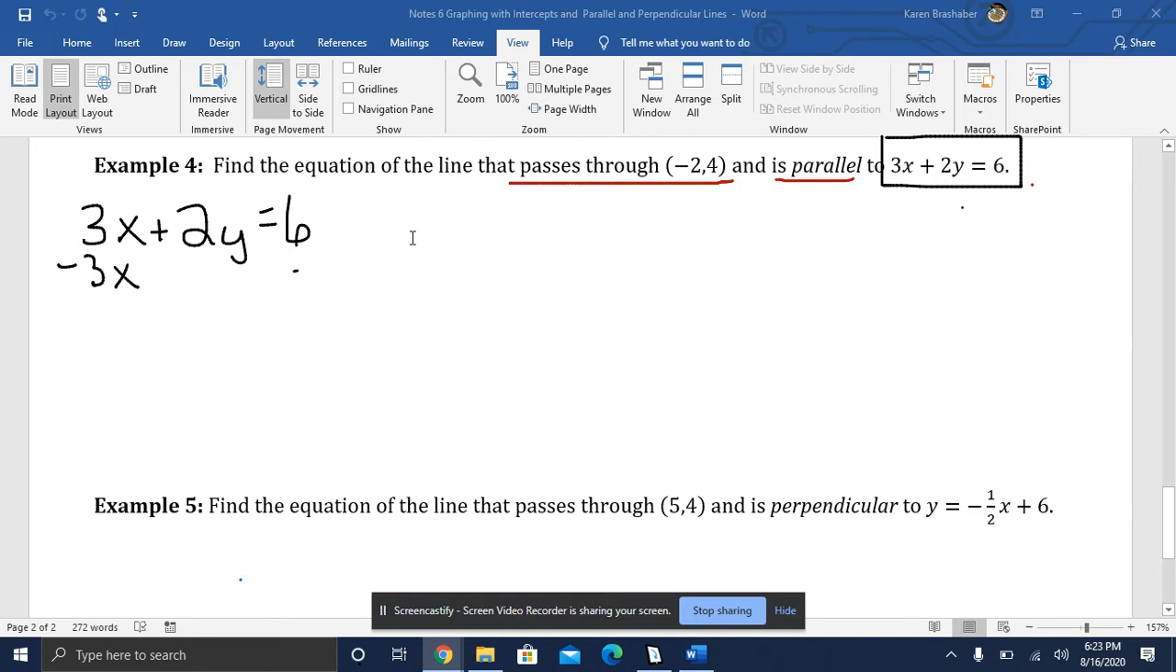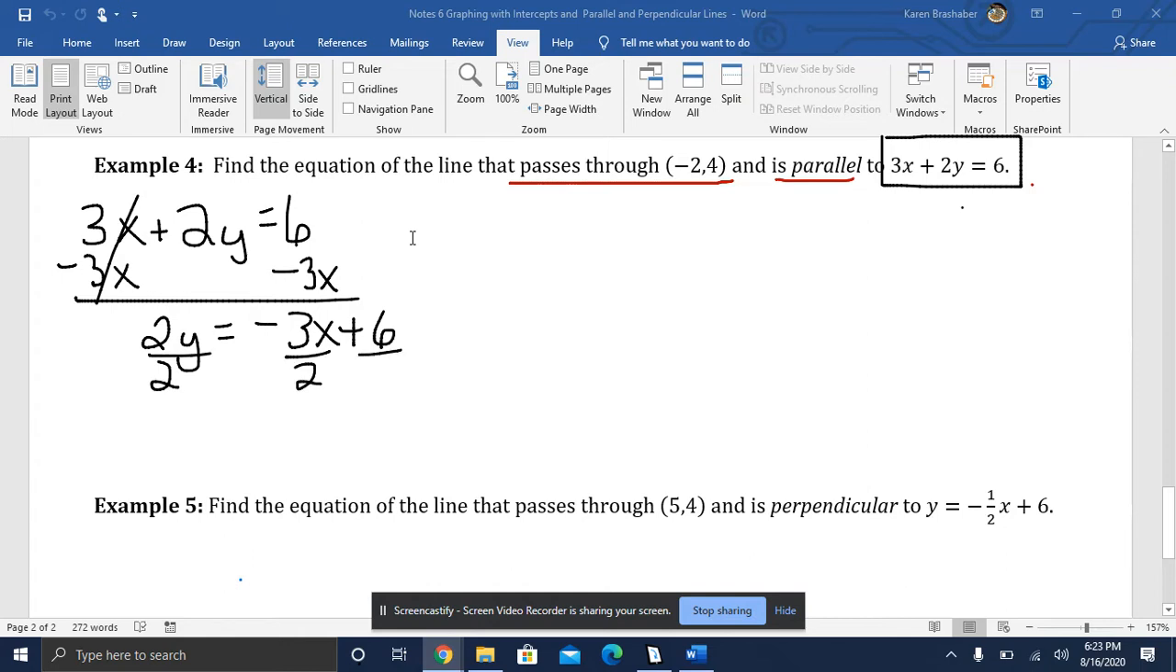I'll subtract 3x from both sides of the equal sign. So I'll have 2y equals -3x plus 6. I'll divide every term by 2. And that will lead me to y equals -3 over 2x plus, and then 6 divided by 2 is 3. The information I need from that equation is my slope, which is -3 over 2.